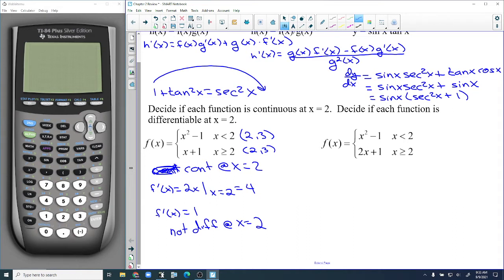Same thing over here. 4 minus 1 is 3. So (2, 3). 4 plus 1 is 5. So neither continuous nor differentiable at x equals 2. Neither. I don't have to check for differentiable because it's not continuous. If it's not continuous, it's automatically not differentiable. Maybe we can put that away.